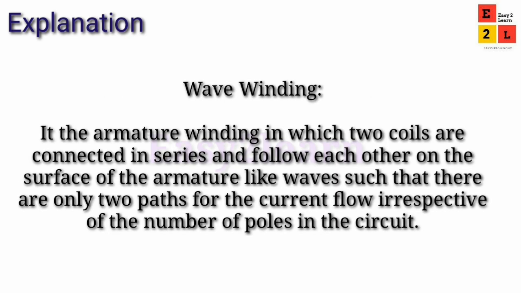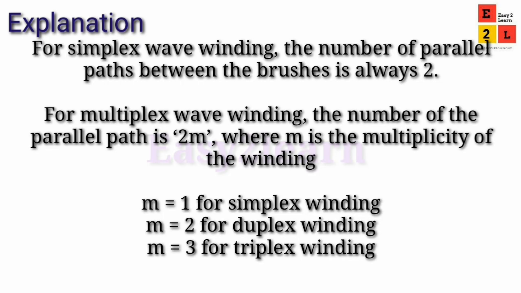Wave winding is the armature winding in which two coils are connected in series and follow each other on the surface of the armature like waves, such that there are only two paths for the current flow irrespective of the number of poles in the circuit. For simplex wave winding, the number of parallel paths between the brushes is always 2. For multiplex wave winding, the number of parallel paths is 2m, where m is the multiplicity of the winding. m equals 1 for simplex winding, m equals 2 for duplex winding, m equals 3 for triplex winding.